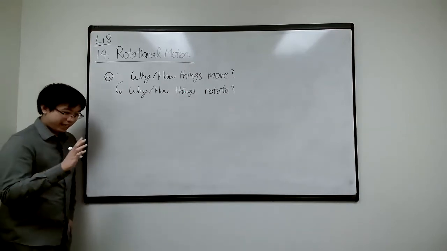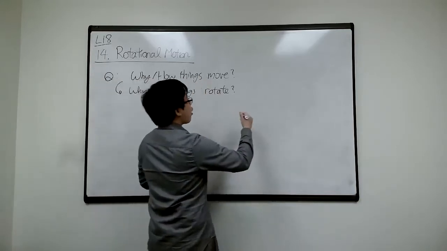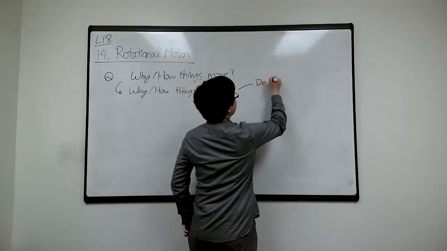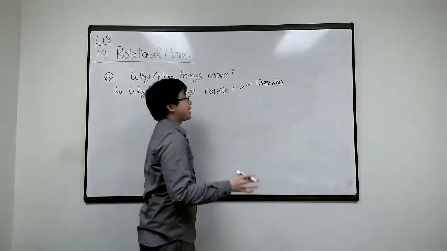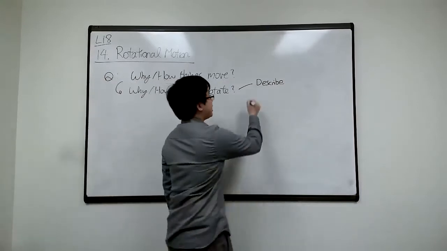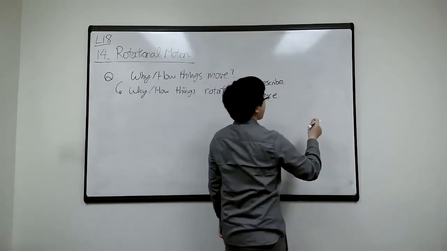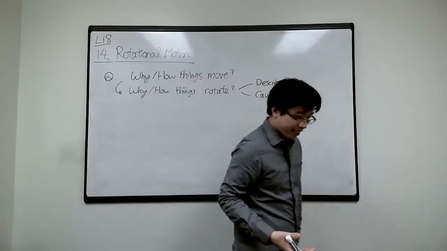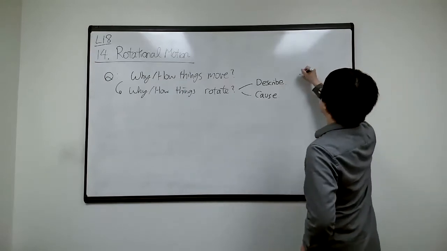We now actually, in the previous lesson, already learned how to describe rotations, okay? We learned how to describe that, and now we just need to go and figure out the cause. What do I mean? We know how to describe it just like how we did with kinematics or linear motion. We know how to describe things.